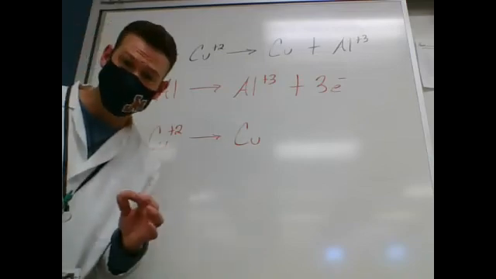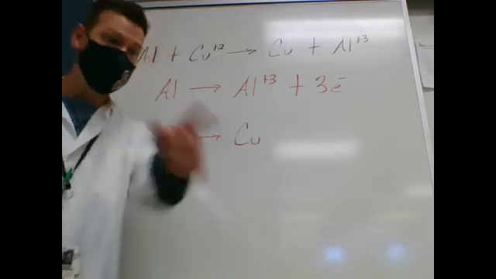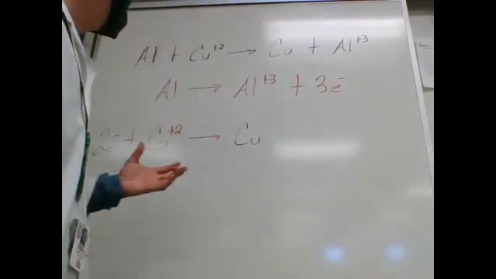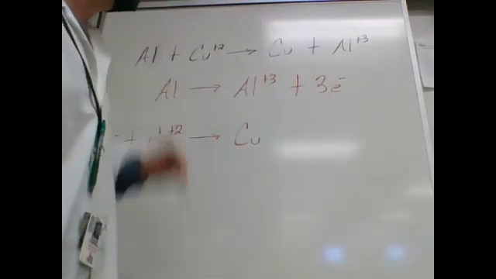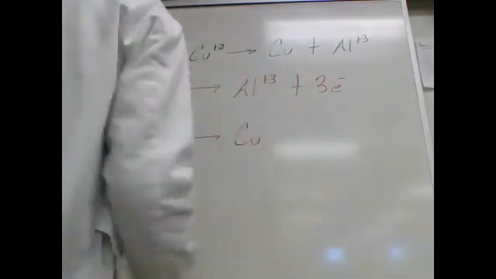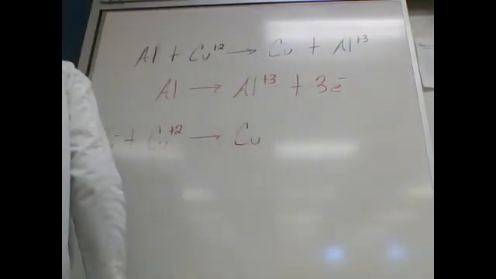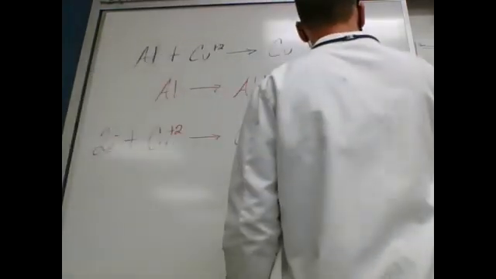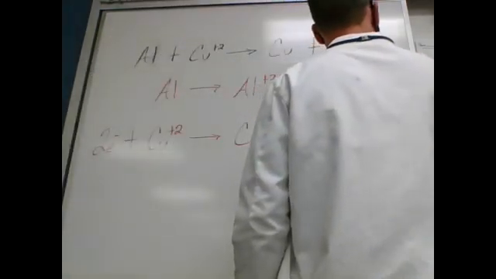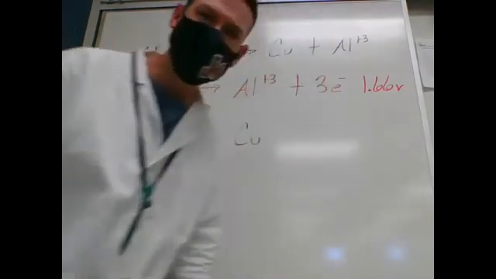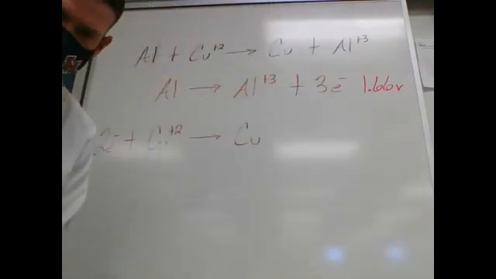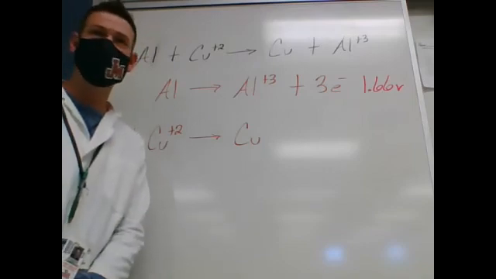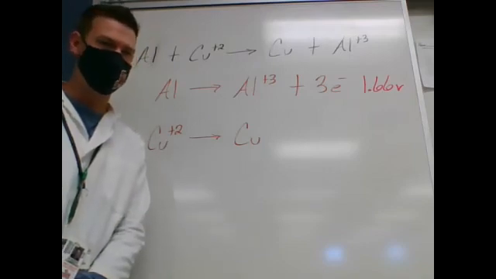But what is E? That's what I care about. So use your chart and find them. You can find these values. My aluminum value for that top half reaction, I get 1.66 volts. Find 1.66 volts. Now, careful, because it's not going to look that way on your chart, is it?